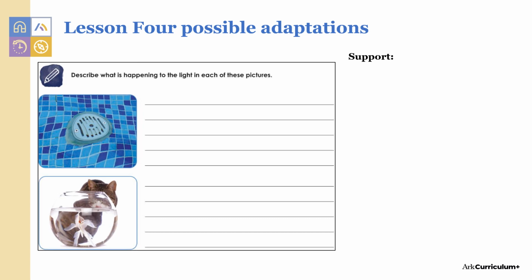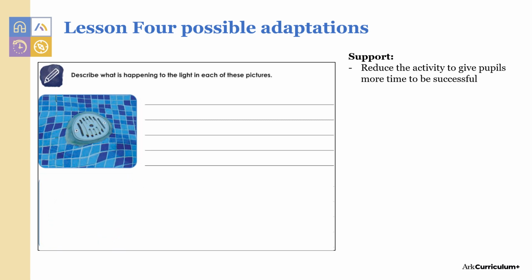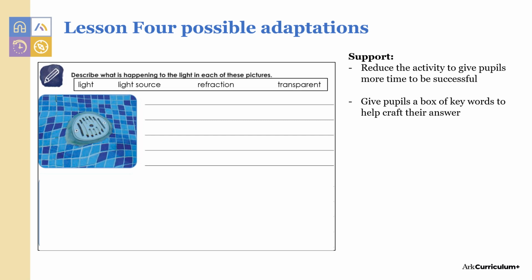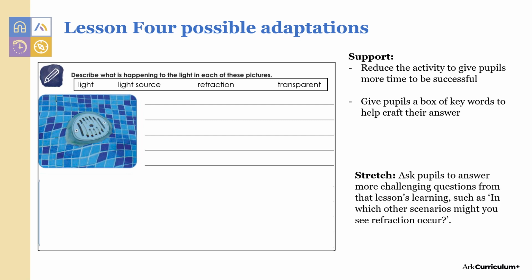In Lesson 4, pupils need to write extended answers to describe what is happening to the light in both images. You can support pupils by reducing the activity to give pupils more time to be successful, and giving them a box of keywords to help craft their answers. Alternatively, if pupils need more support with their writing, create correct and incorrect statements about the images for pupils to read and tick or cross. You can stretch pupils by asking them to answer a challenge question such as, in which other scenarios might you see refraction occur?